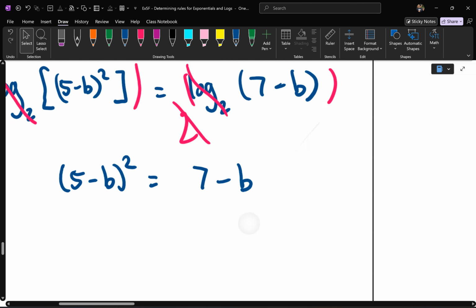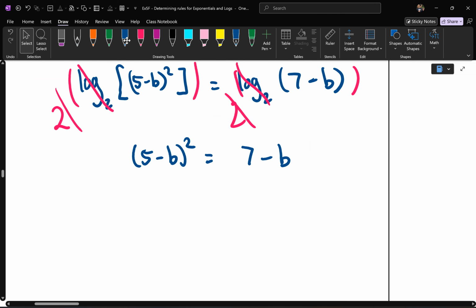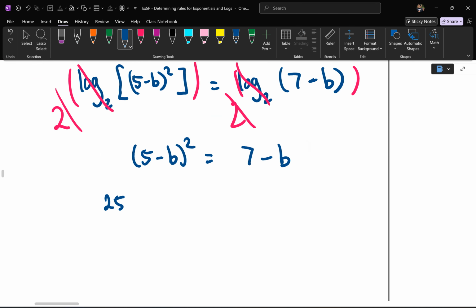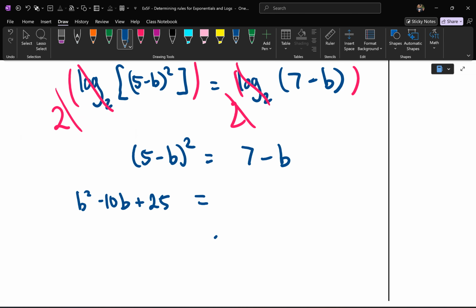So here, how you normally do it, bring all the b's together. In this case, expand it. Perfect squares, expansion of perfect squares. That's 25, that's a b squared, that's a minus 10b. I've just done it a bit quick. Hopefully you can expand perfect squares. All right, and then 7 minus b. Move all the b's together, move all the numbers together. What's that? Plus 1, so minus 9b. Minus 7 is 18.